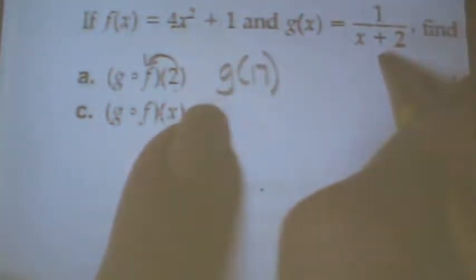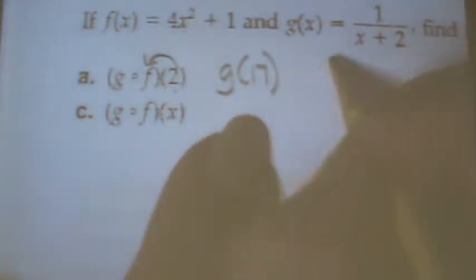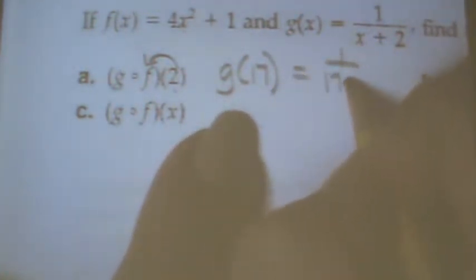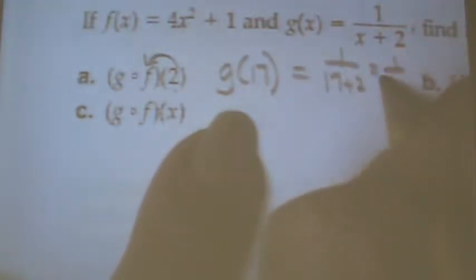Then what are you going to do? You take that output and put it for x. You're going to plug the output, which is now going to be the input of the G function. So what would you do with this? 1 over 17 plus 2, which is 19, so 1/19.